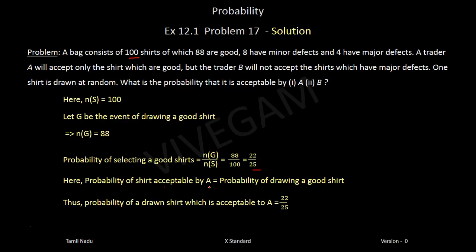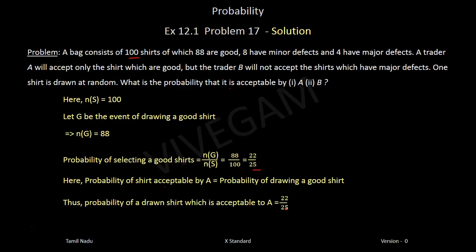Now let's come to A. Probability of a shirt acceptable by A. We have drawn a shirt and we are asked to find the probability that it is acceptable by A. So when will A accept the shirt? A accepts a shirt only when the shirt is good. So the probability of a shirt acceptable by A is the probability of drawing a good shirt, which we just calculated as 22 by 25. Therefore, the probability of a drawn shirt acceptable to A is 22 by 25.